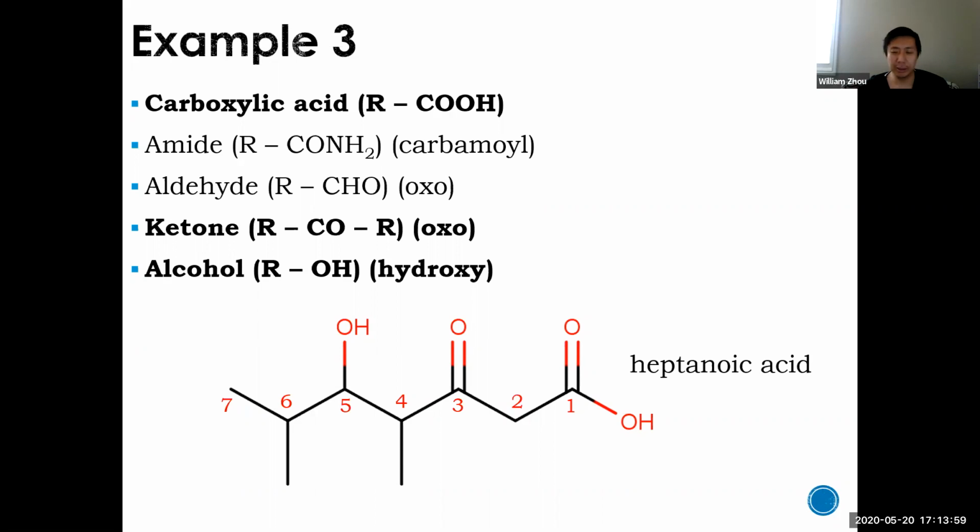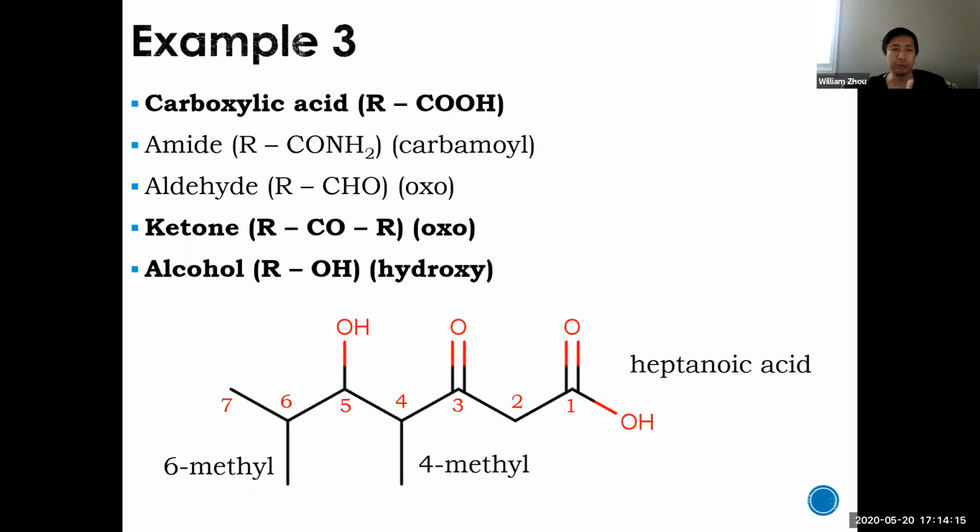Okay, so once you name the parent, you go for the branches. So you have a 6-methyl and a 4-methyl. Those are easy. Those are just normal methyl branches. But what about the functional groups? They too have special names.